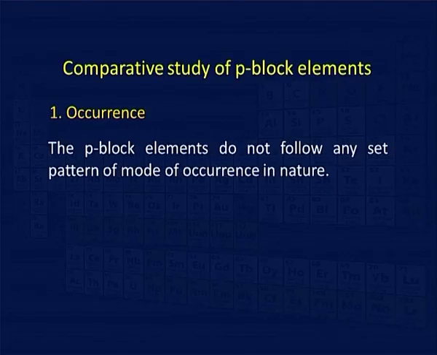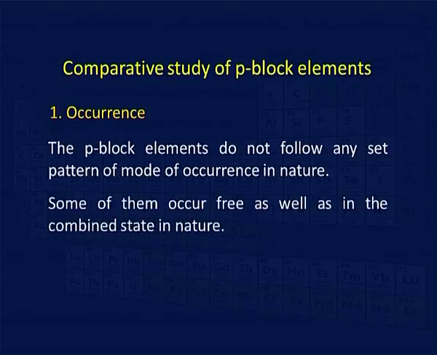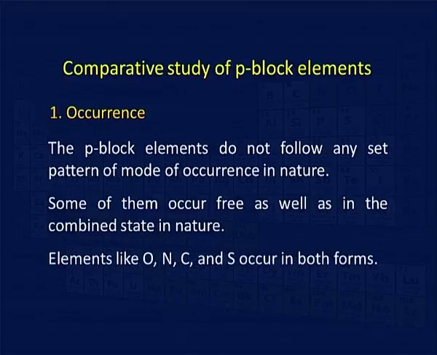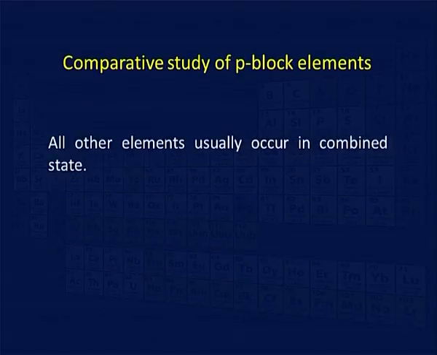Let us first discuss the occurrence of the elements. The p block elements do not follow any set pattern or mode of occurrence in nature. Some of them occur free as well as in the combined state in nature. The elements like oxygen, nitrogen, carbon and sulfur occur in both forms. All other elements usually occur in combined state.